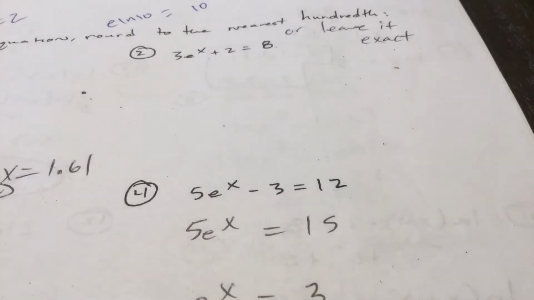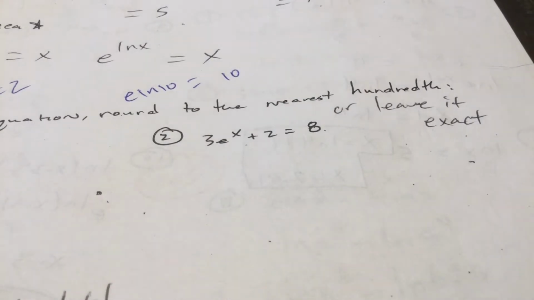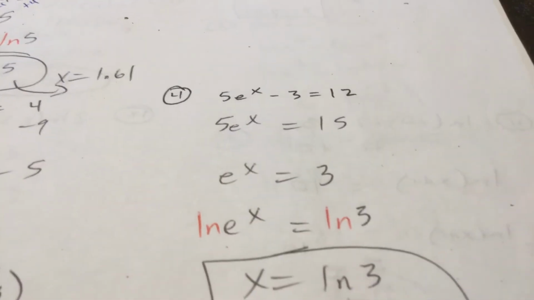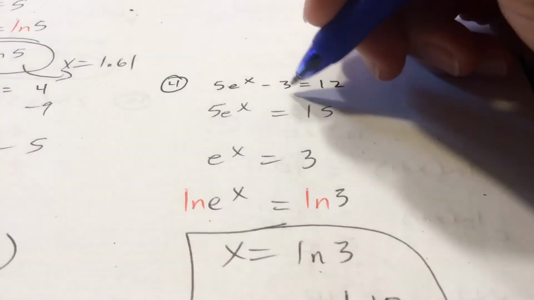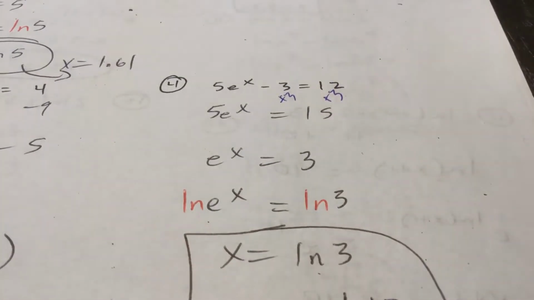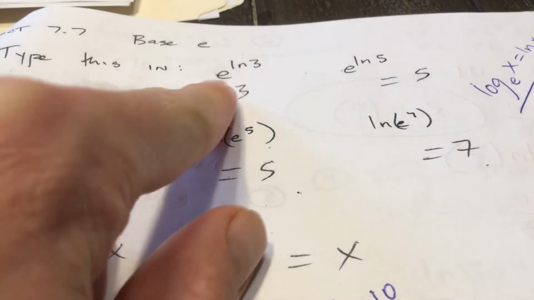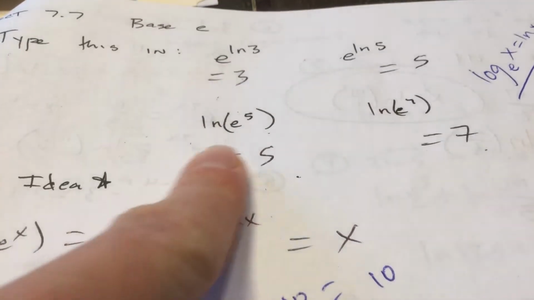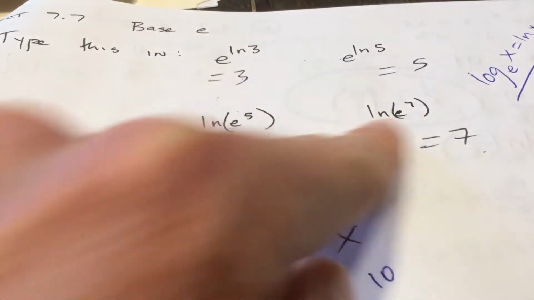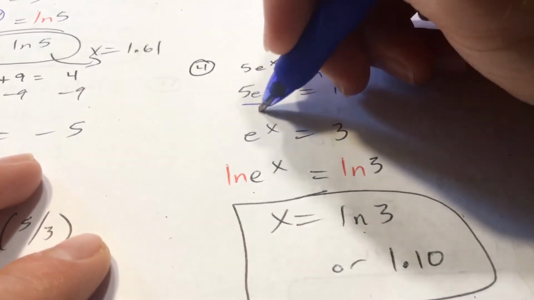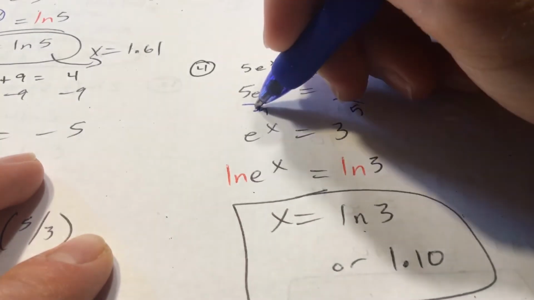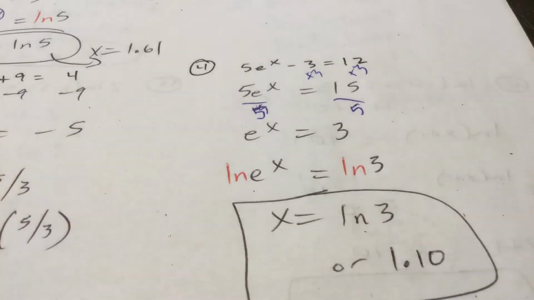Now, I'm going to let you do two on your own, but you can look at number 4. Numbers 4 and 2 are almost exactly the same. First thing you want to do is add 3 to both sides. Now you have 5 e to the x equals 15, but I have to have e all by itself before I attach a natural log. So I'm going to divide both sides by 5.